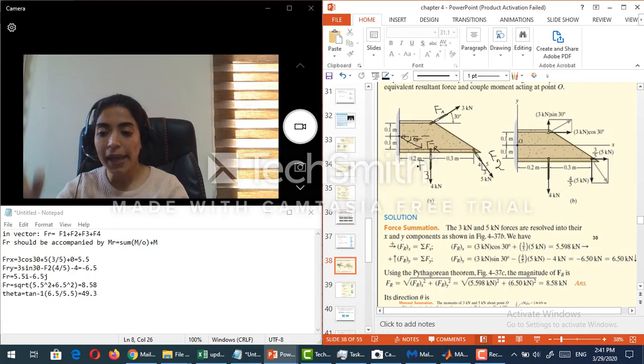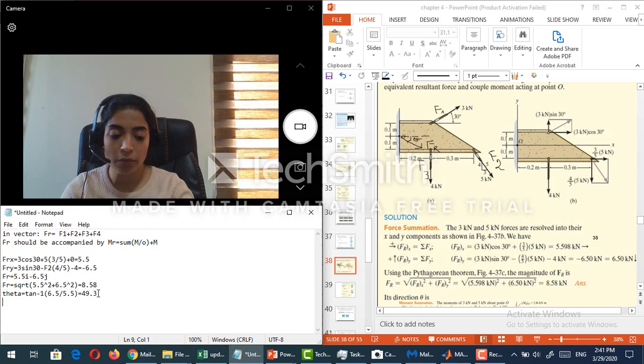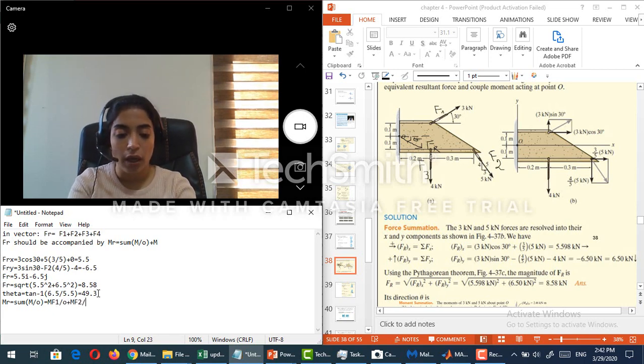Now let's find M resultant. How to find M resultant? Basically, M resultant will be equal to the sum of all the moments of these forces around O. Here I don't have any external moment because I don't have any couple of forces, so I can say that M resultant, the sum of all the moments, is equal to the moment of F1 around O plus the moment of F2 around O plus the moment of F3 around O.